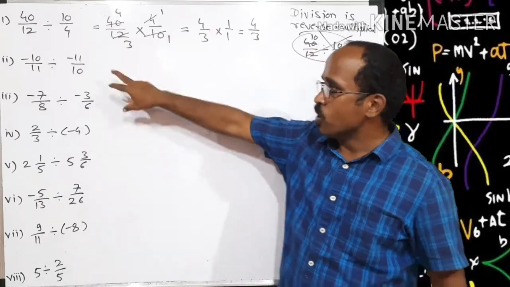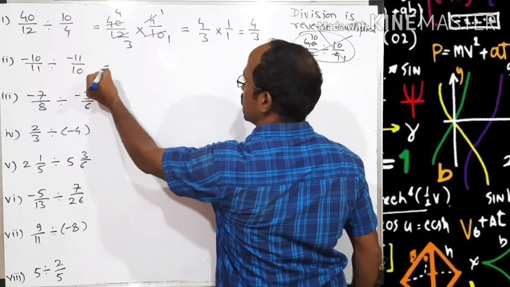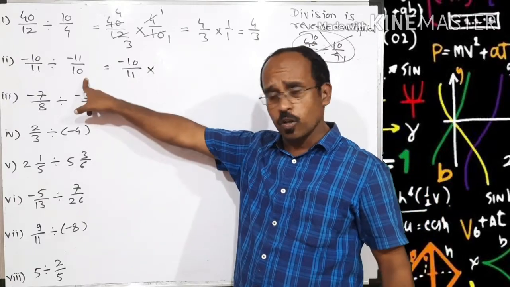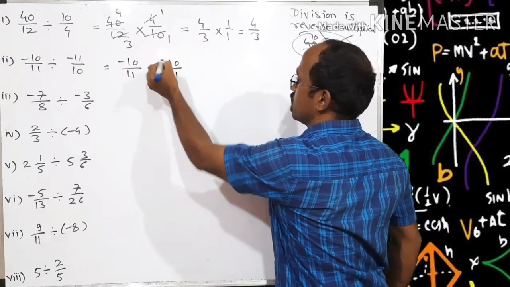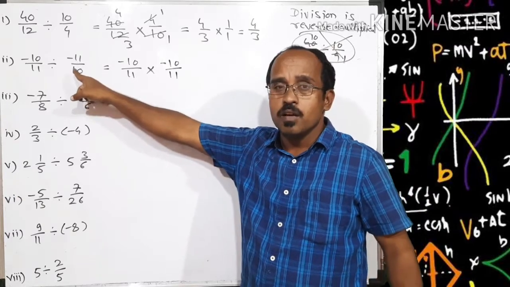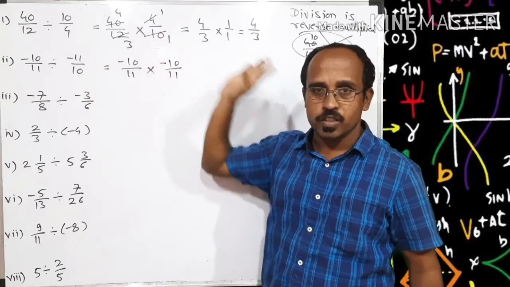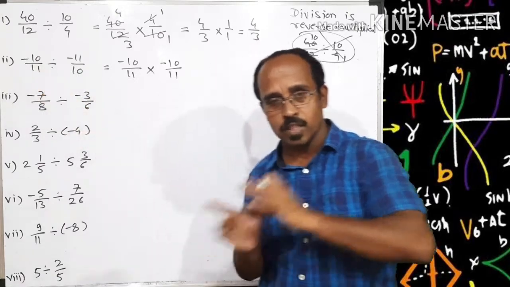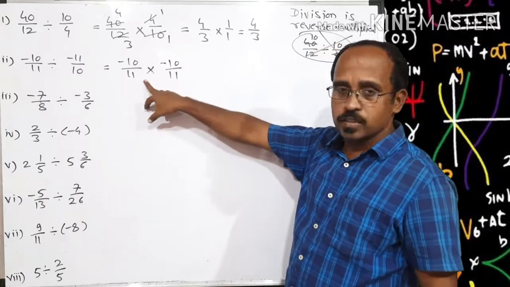Please remember this. Okay, second example: minus 10 upon 11 divided by 11 upon 10. That equals minus 10 upon 11 multiplied by the reciprocal of the second, that is 10 upon 11, so minus 10 upon 11. Clear up to this? We are multiplying by the reciprocal of this. After that only, such elimination is possible. If you cut 10 with 10 and 11 with 11 and say the answer is 1, that is totally wrong. The answer is not going to be 1. So what is our answer?